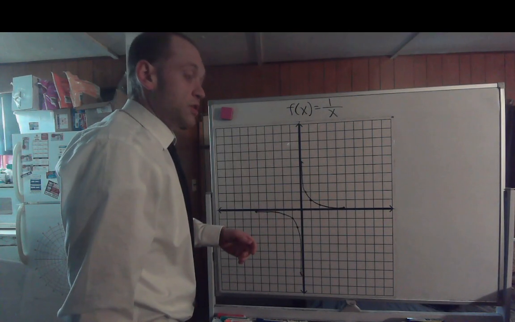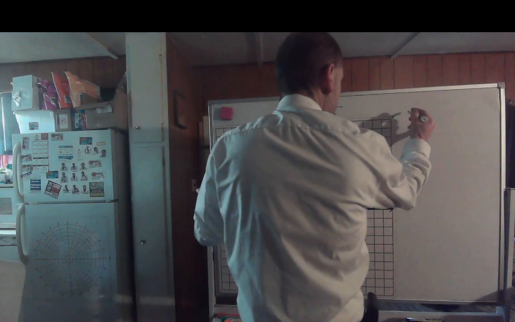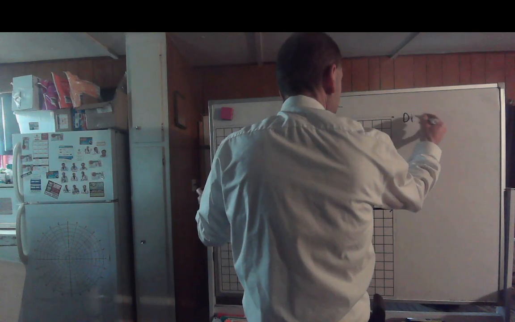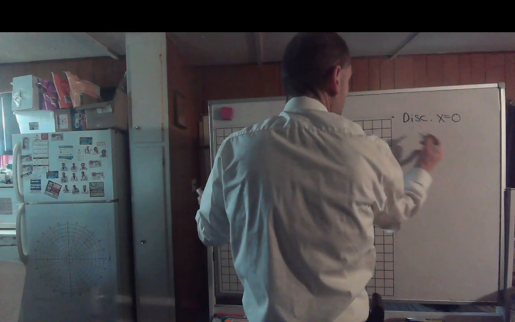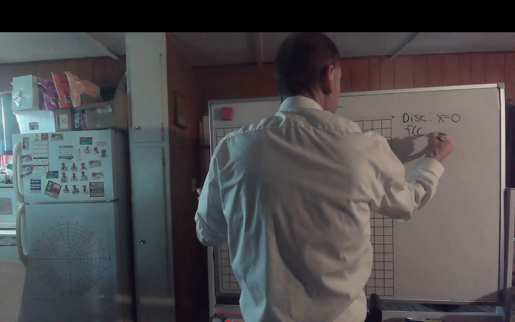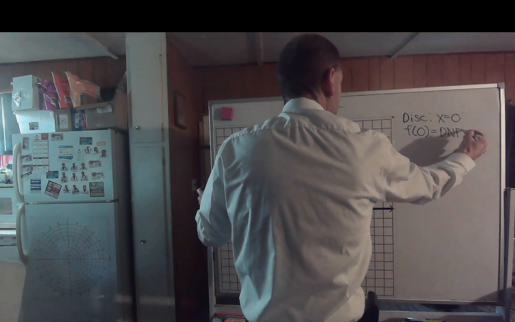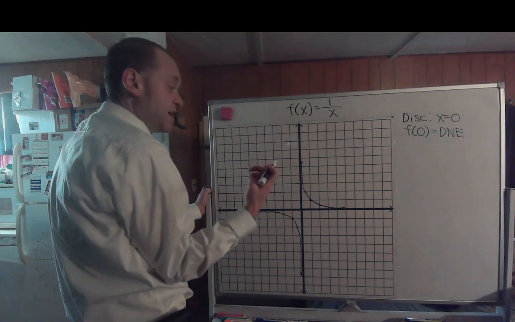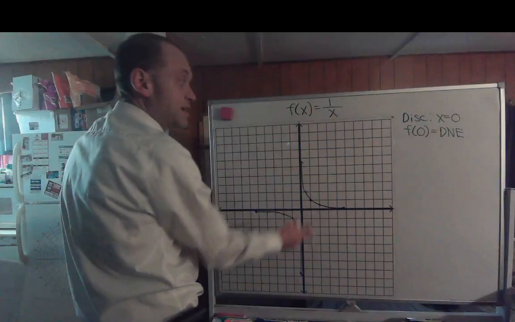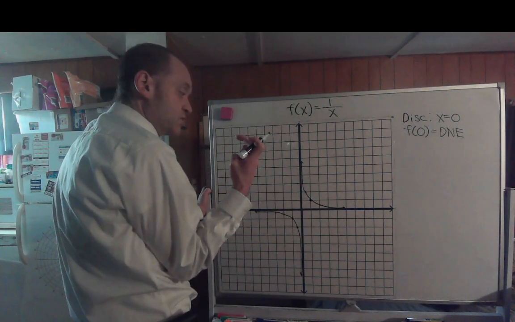But what we can do is we can say that the discontinuity occurs at x equals 0. f of 0 does not exist, it's undefined, because 1 over 0 would give us an undefined value, but we can take left-handed and right-handed limits and then try to evaluate the general limit.